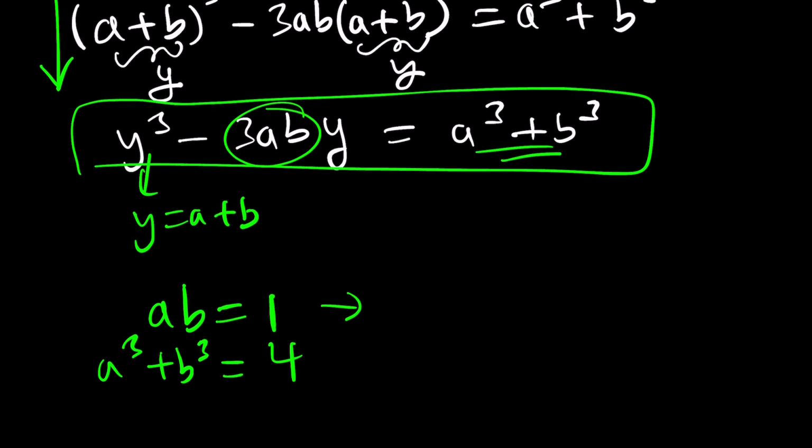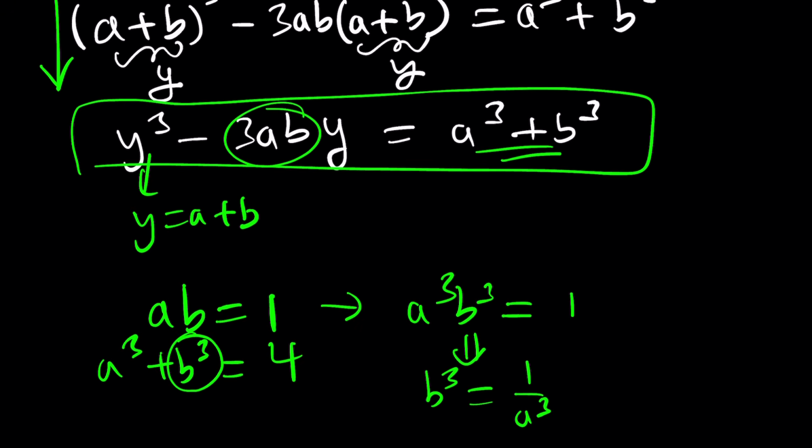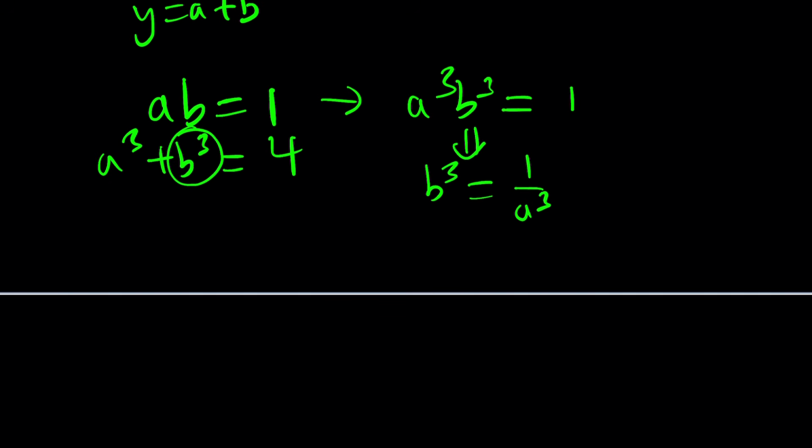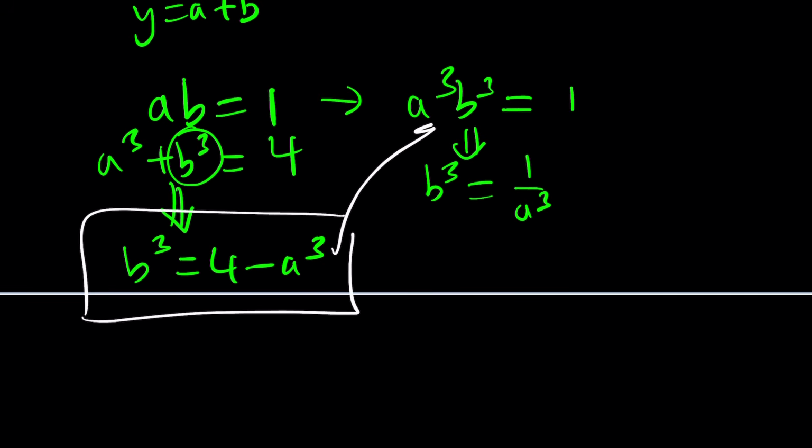One way to do it is to cube both sides here. That gives you a cubed b cubed equals 1. And from here, you can isolate b cubed and write it as 1 over a cubed, and then substitute that here and solve it that way. Another method, which is something that I usually like, is to isolate b cubed from here and write it as 4 minus a cubed, and then use it in the other equation, which is this one, right?